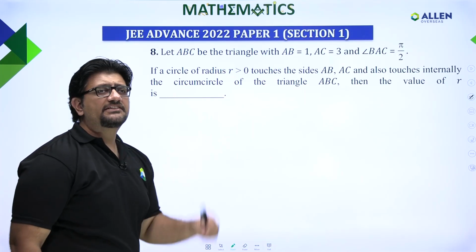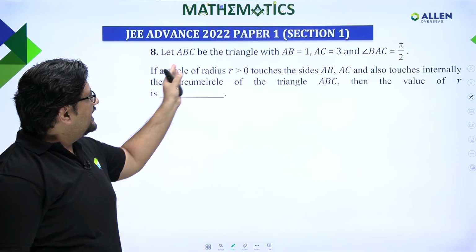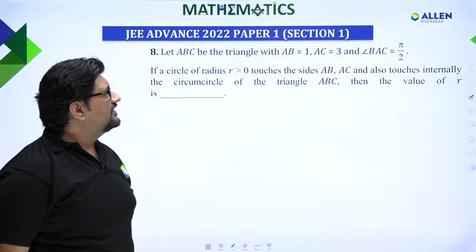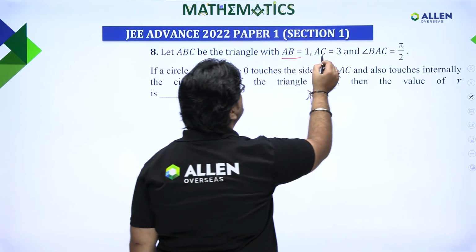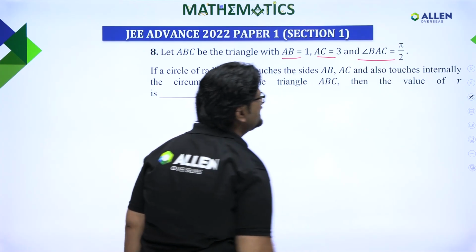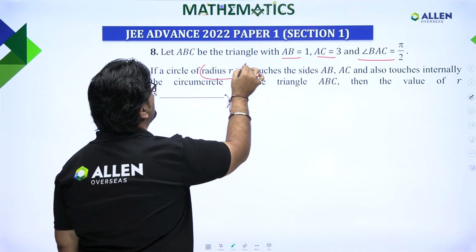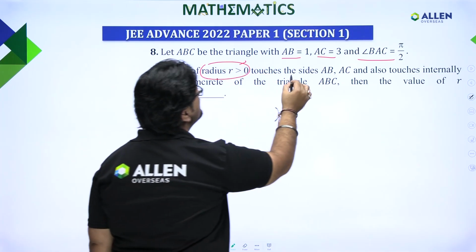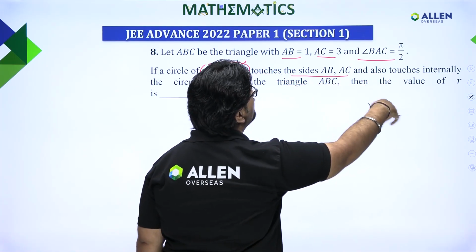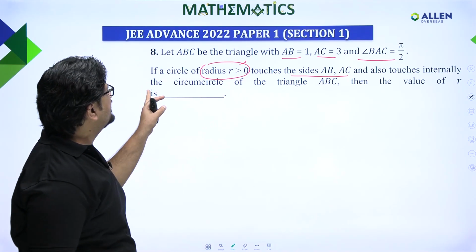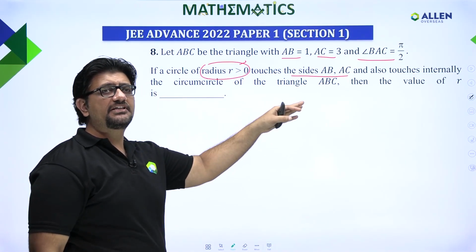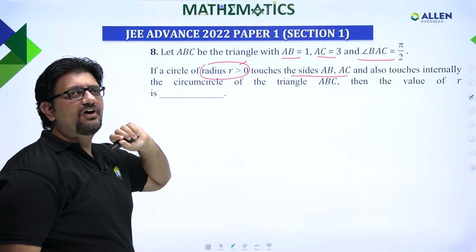Okay. So let's start with question number 8. Let ABC be the triangle with the sides AB and AC as 1, and angle BAC is given as pi by 2. If a circle of radius r greater than 0 touches the sides AB and AC, and also touches internally the circumcircle of the triangle ABC, then we have to find out the value of r, my dear.